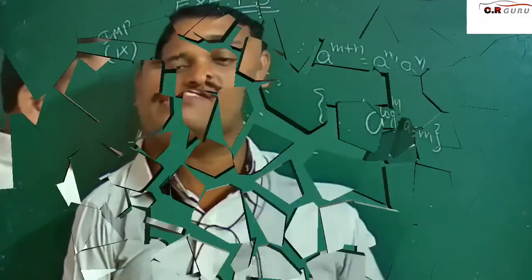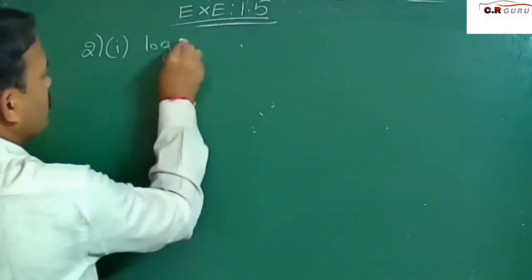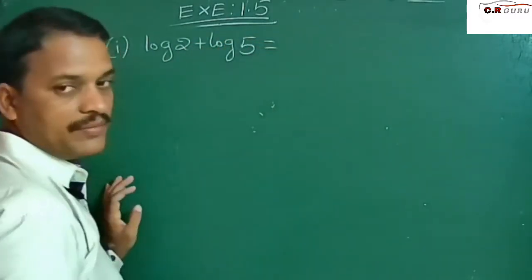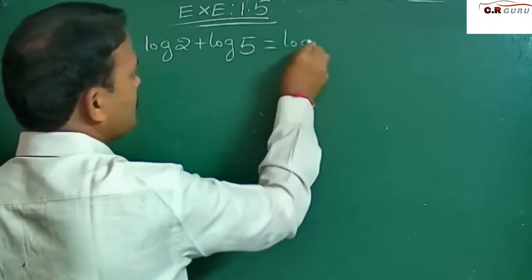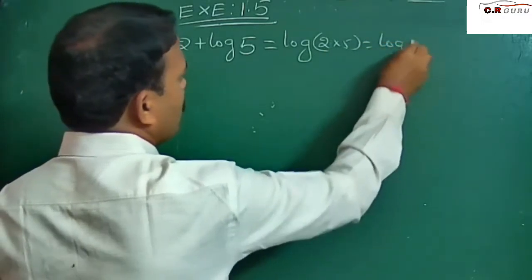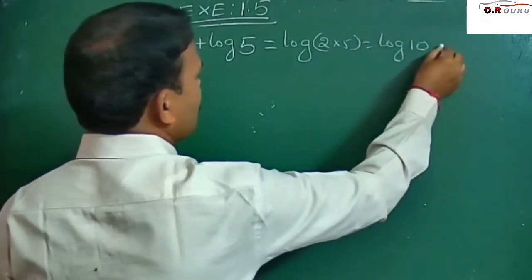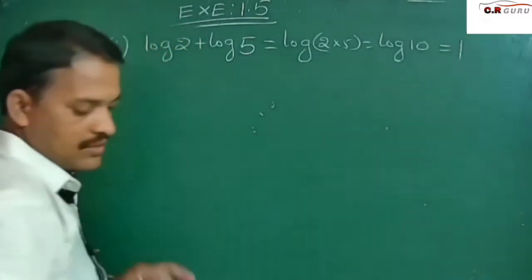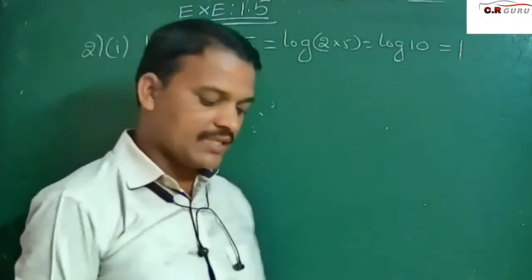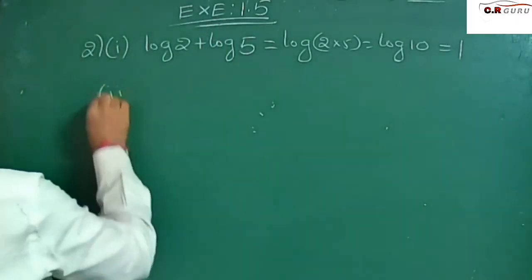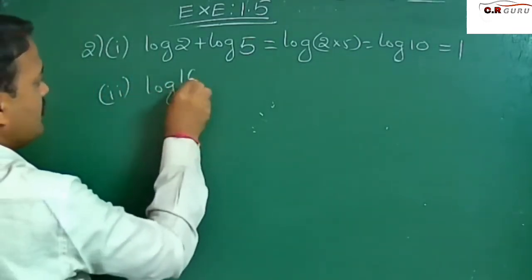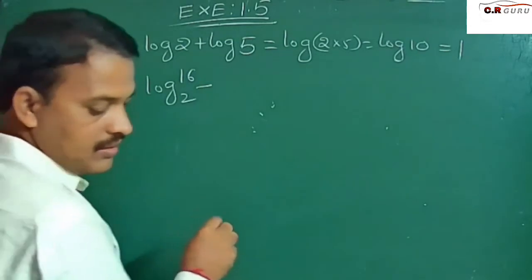Okay, next I am going to explain log 2 plus log 5. What is the value of that? Log a plus log b can be written as log of ab, so 2 into 5 gives log 10. Log 10 base 10 equals 1. So that value is 1 only. Similarly, the second question is log 16 base 2 minus log 2 base 2.